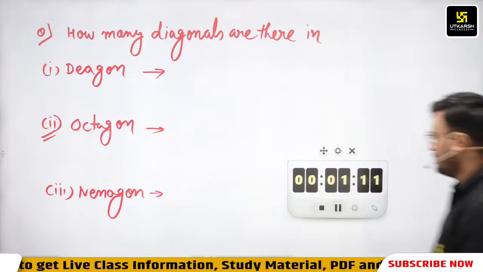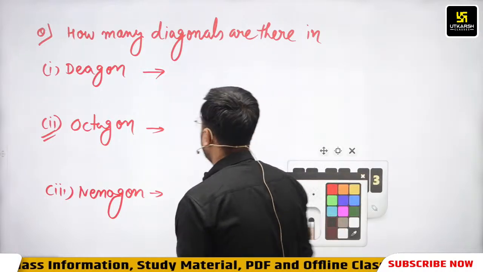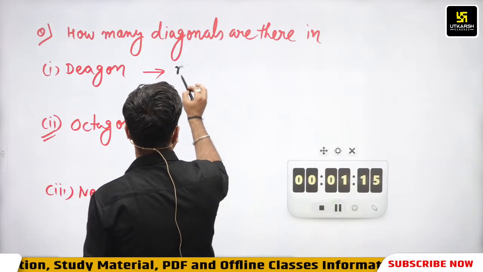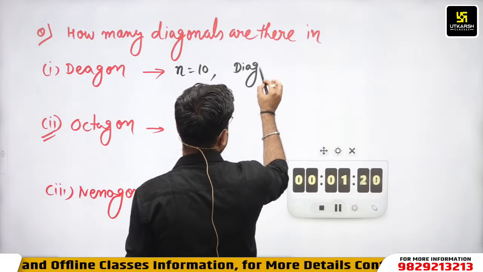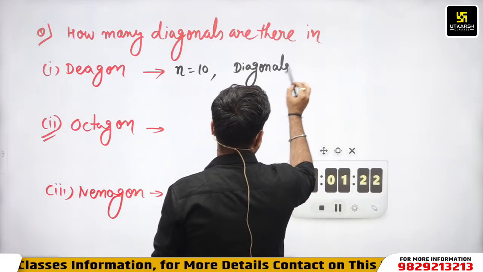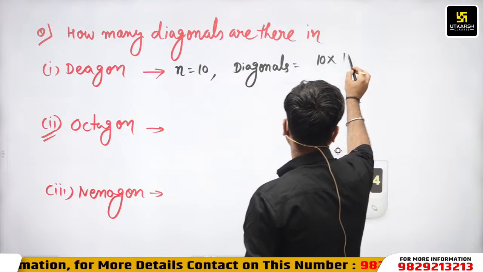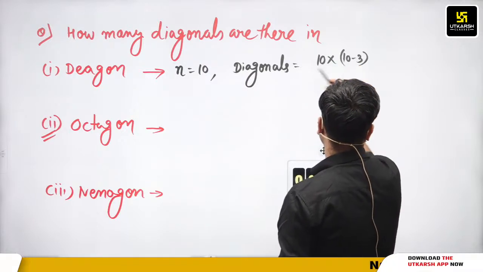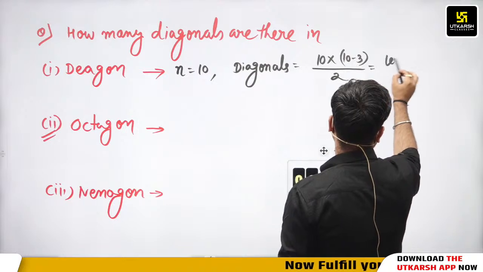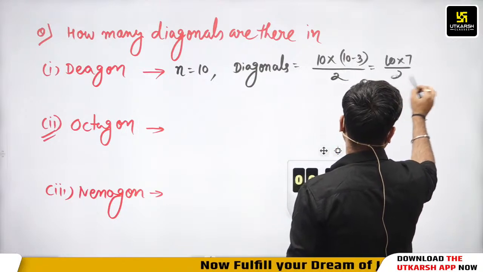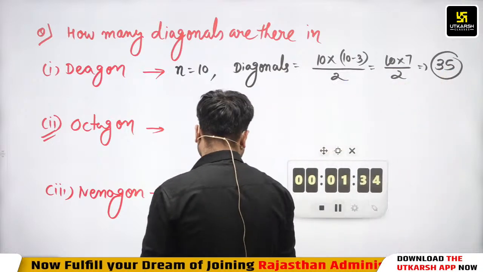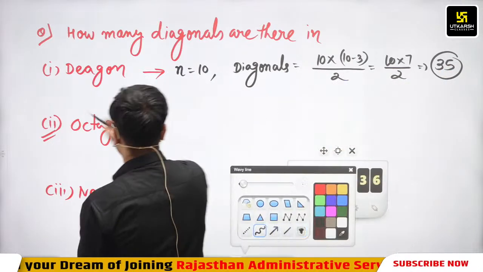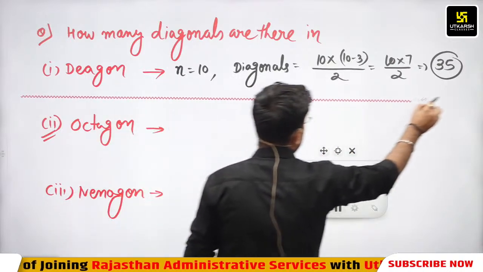So you know that in a decagon, how many sides are there? N equals 10. So diagonals: 10 into 10 minus 3 by 2. So 10 into 7 divided by 2, that will be 35. So in a decagon, 35 diagonals are there.